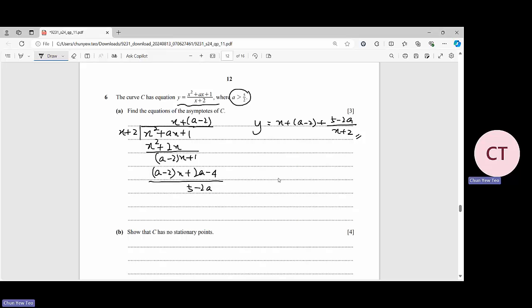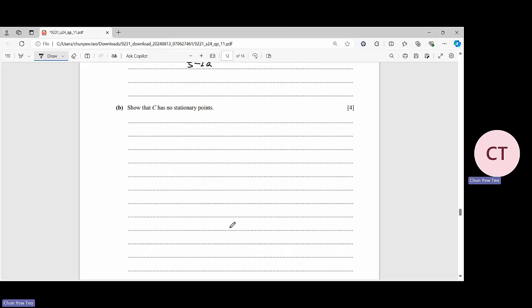Okay, and from here, we can find the vertical asymptote. VA is x equals to -2, and your OA will be y equals x plus a minus 2. So this will be the answer for part A. Now we move on to part B.